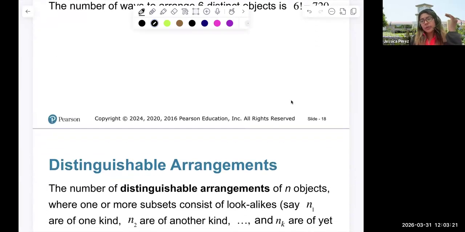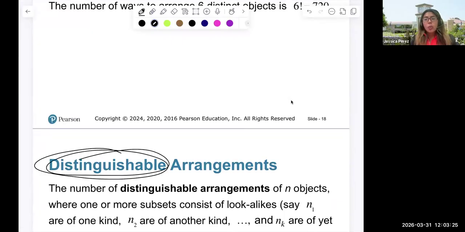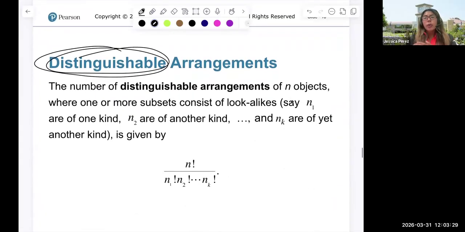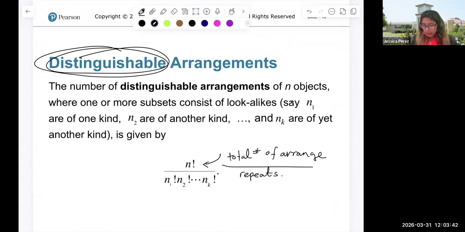Now, there's a difference between arrangements and distinguishable arrangements. When you want to find the number of distinguishable arrangements, we look at the total number of arrangements divided by the repeats. And the repeats will also have factorials.